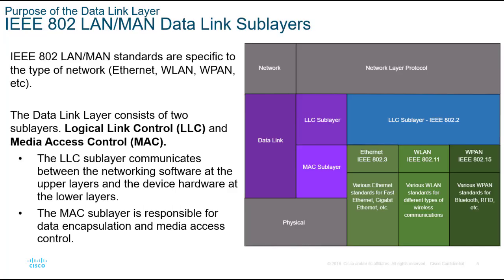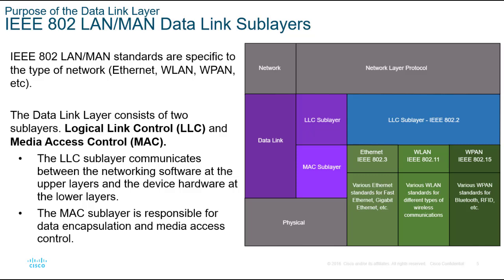According to the IEEE 802 Local Area Network, Metropolitan Area Network, or LAN-MAN standards, which apply to Ethernet LANs, wireless LANs, or WLANs, wireless personal area networks, or WPANs, and other types of local and metropolitan area networks, the data link layer is further broken down into two sublayers, which are shown in the figure.